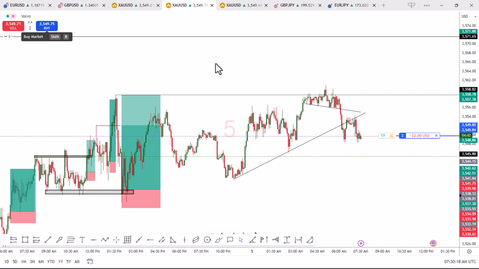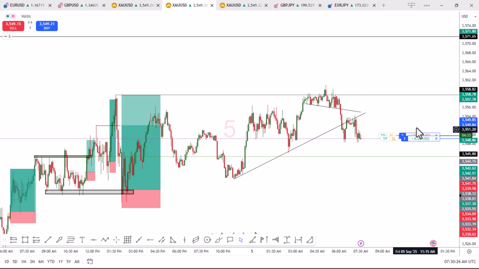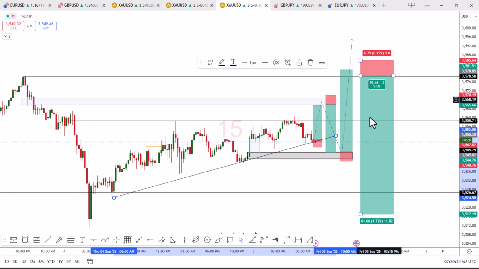I'll be executing two trades. I think I should execute three, but right now I don't really use bigger lot sizes. So I'm executing three trades, right? I've executed three trades. There's no problem. Let's look at what price is going to do next. So now what I need to do is calculate first and second TP.